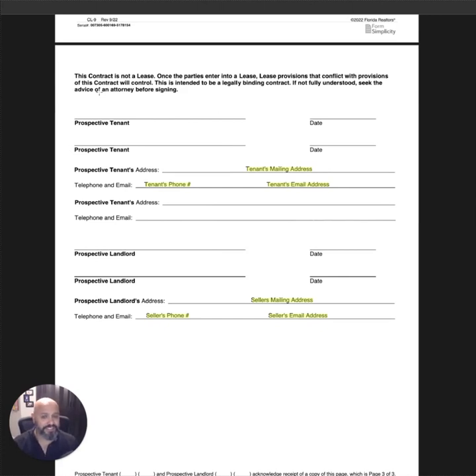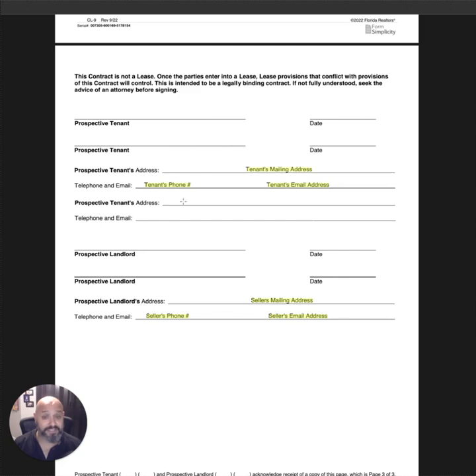I've heard people say that this is not a contract, and it 100% is a contract, and it is a binding contract. However, it's not a formal lease. Once they have a formal lease, that's going to be a 14, 15, 20 page formal lease that's going to spell out everything that the relationship is actually going to look like. And if there's anything that conflicts with the provisions of this contract that we're putting together, the lease will prevail. Okay. Again, this is intended to be a legally binding contract, and if they don't understand, they should seek the counsel of an attorney.